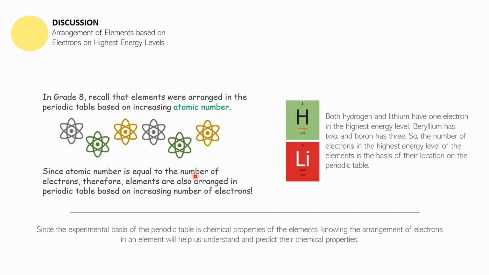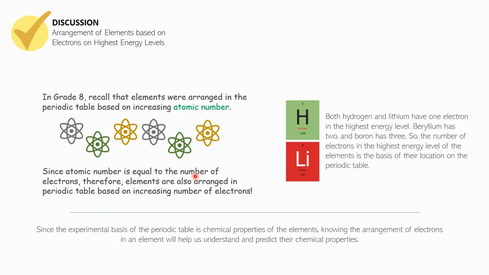Since we know that the basis of the arrangement of elements in the periodic table is the chemical properties, we also now know how to understand them. We know how to approach the study of elements and how we can use them perhaps in doing some innovative processes in science. And also, we can predict their chemical properties because of their arrangement. That's a quick part.